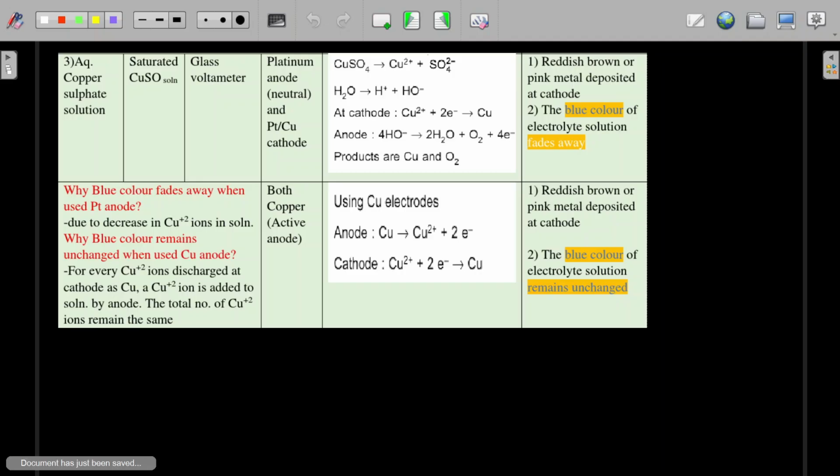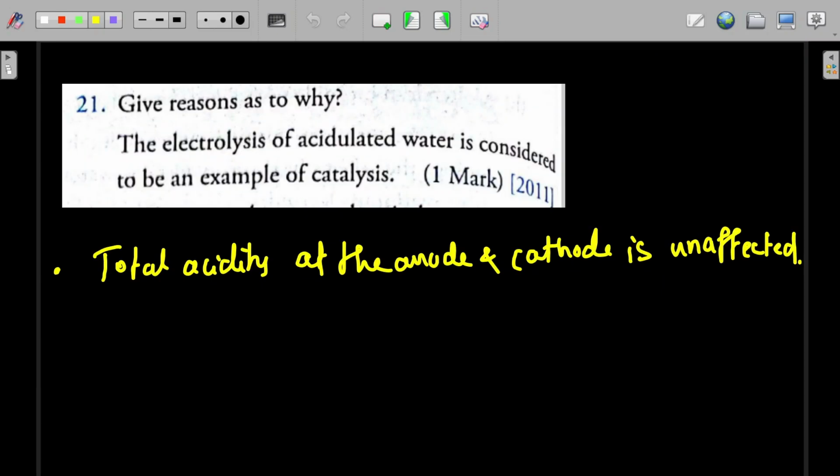Okay, third example, aqueous copper sulfate solution. So before we do this, we'll take 5 minutes. Sir, can you go back to the previous slides for like a minute? Yeah. So we'll take a 5 minutes break here. Okay, 11:05 we will come back.